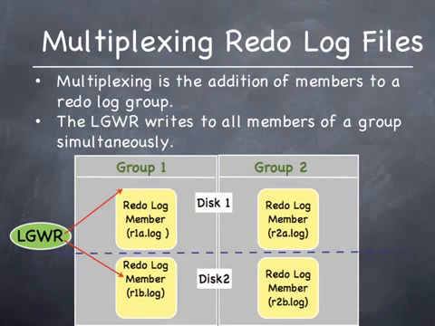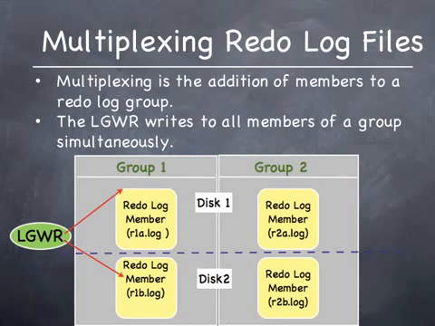The log writer writes to all the members of a group simultaneously. The members of a group are all of the same size. Members from different groups need not be of the same size.